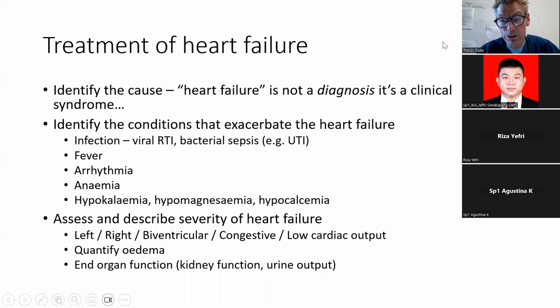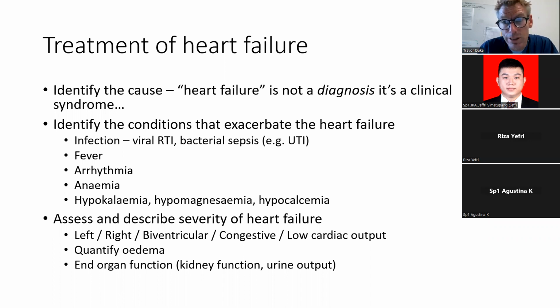The treatment. Now, I wanted to talk a bit about the treatment of heart failure today. And first of all, say that heart failure is not a diagnosis. Heart failure is just like a clinical syndrome, like respiratory failure. We don't see respiratory failure as being a diagnosis. It's simply a clinical syndrome, and we have to identify what the underlying cause is.